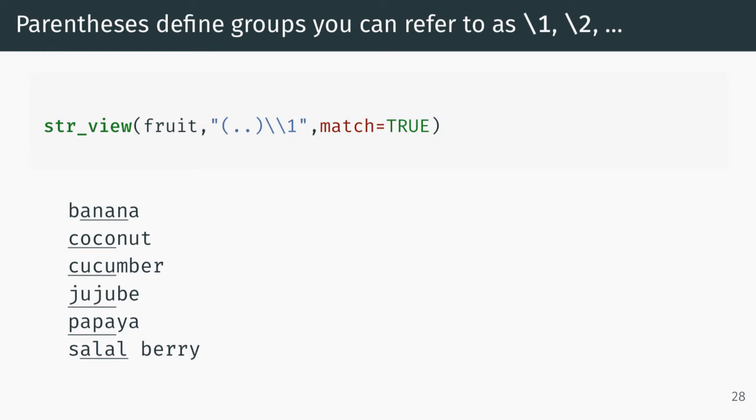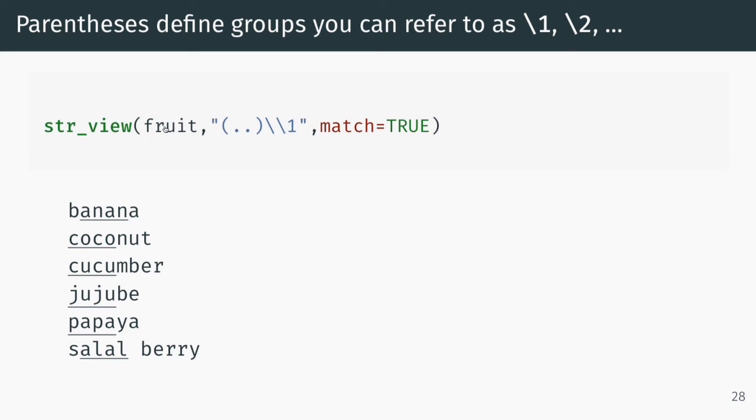Okay, so we can define groups, and we can then refer to those groups as \1, \2, and so on. So the first set of parentheses that we put in will be matched by \1. We can use this as many times as we want. And as many times as we use parentheses, we can add more numerals here. And when we use \1, we have to escape the backslash, so it's double \1.